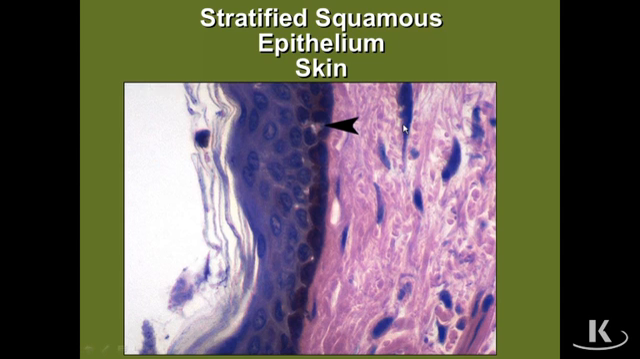Next is a stratified squamous epithelium. And certainly the best known location of this is the epithelium of the epidermis that makes up the outer lining of skin. So note again that stratified squamous epithelium contains more than just keratinocytes, which certainly are its major cell type that are squamous in nature. Note also that stratified squamous epithelium contains melanocytes as well as antigen-presenting cells in the form of Langerhans cells.